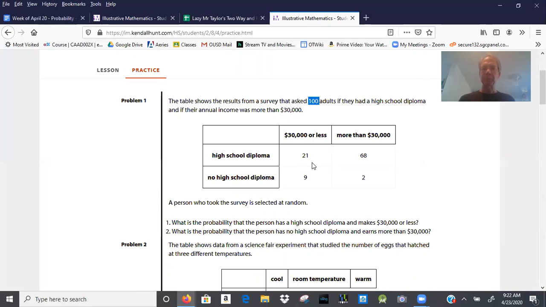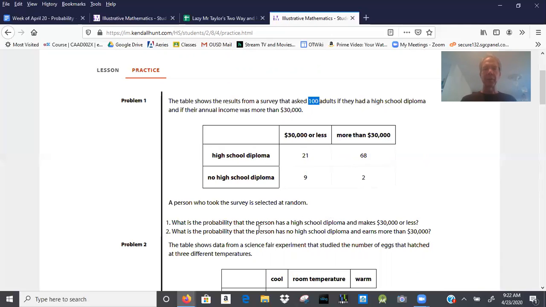I have 100 adults, and these are the numbers for the 100 adults. And then they start asking you questions like, what's the probability that a person has a high school diploma and earns 30,000 or less a year? So high school diploma and earns 30, it's 21. Since it's out of 100, I don't have to do any math at all. It's just 21%. They made this easy for us, okay?